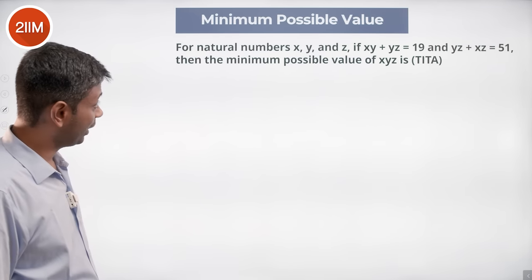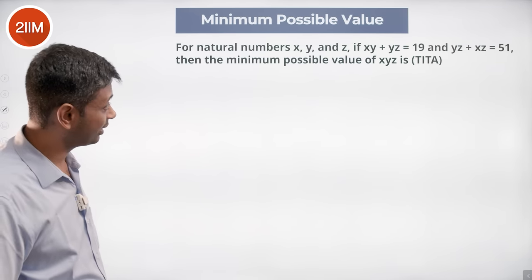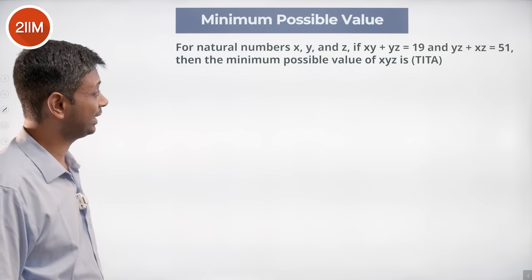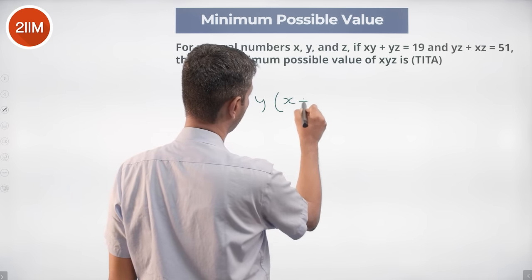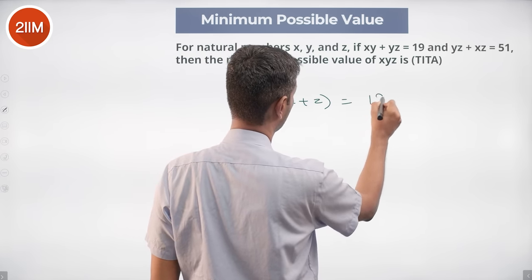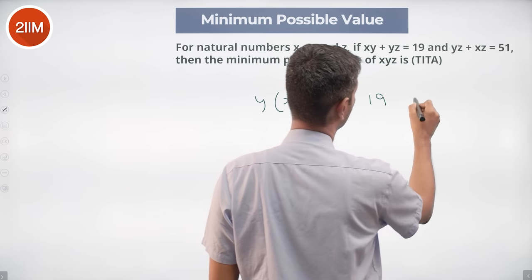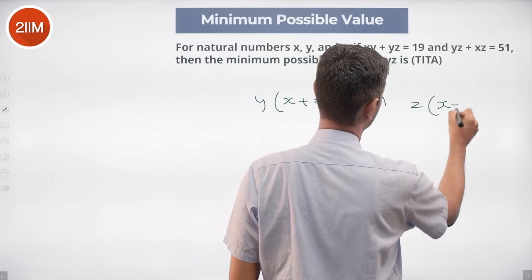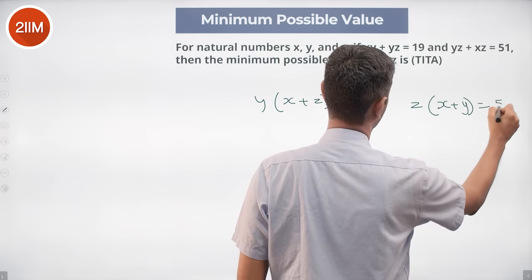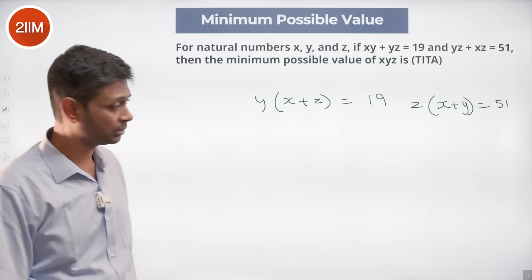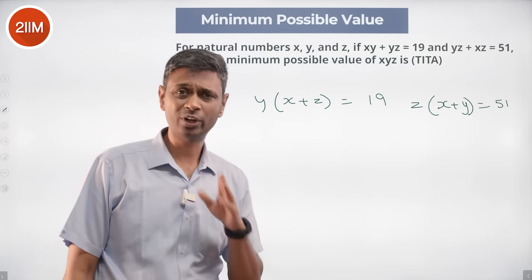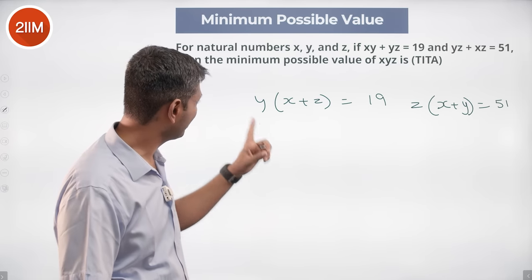For natural numbers x, y, and z, if xy plus yz is 19 and yz plus zx is 51, y into x plus z is 19 and z into x plus y is 51. We were told very clearly that x, y, and z are natural numbers. 19 can only be broken as 1 into 19 or 19 into 1.